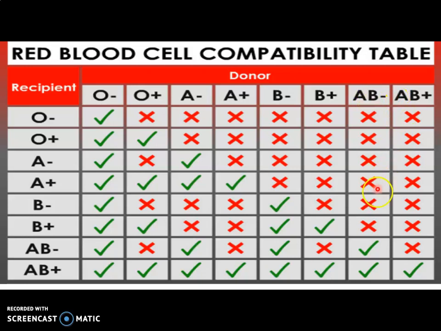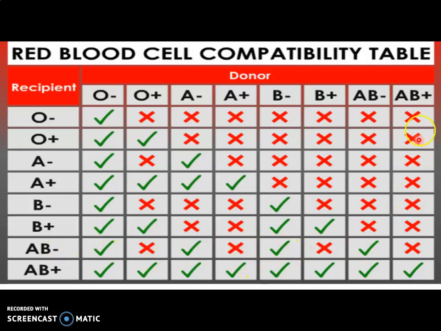AB negative can give blood only to AB negative and AB positive. And it can only receive blood from O negative, A negative, B negative, and AB negative. So you see that it can receive blood from all the negatives.